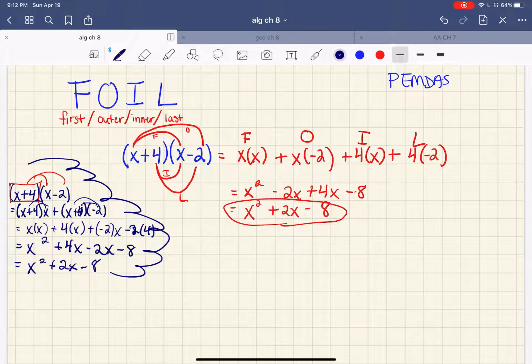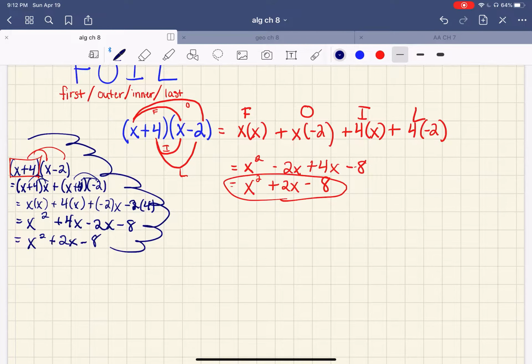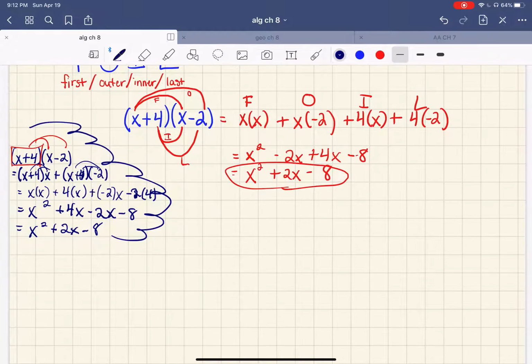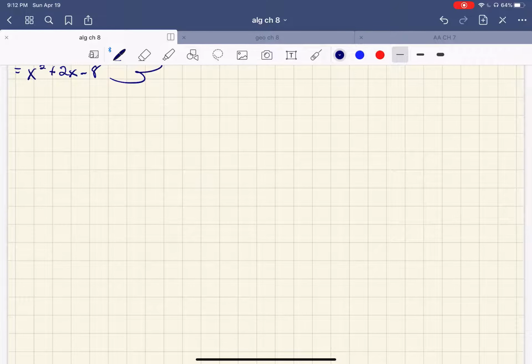Now, FOIL, the benefit of FOIL is that it takes out one of our steps, and we all like using our time wisely. So we are going to use FOIL so that we don't have to work quite as hard. We all love those shortcuts. Okay, that is what FOIL is. Let's look a little more at using it for example 2.